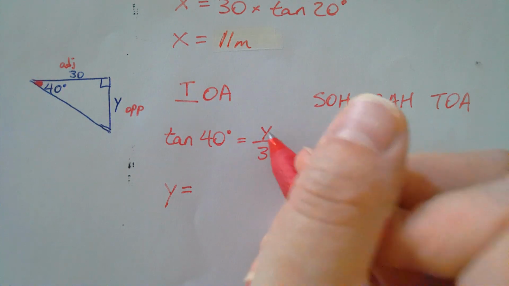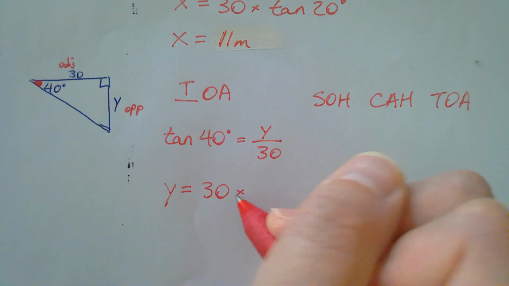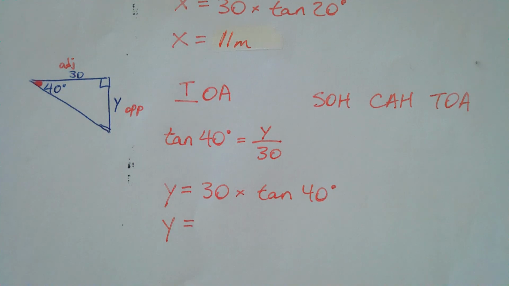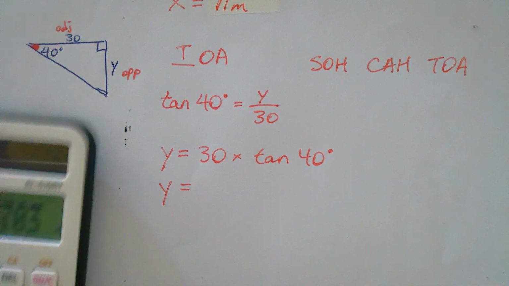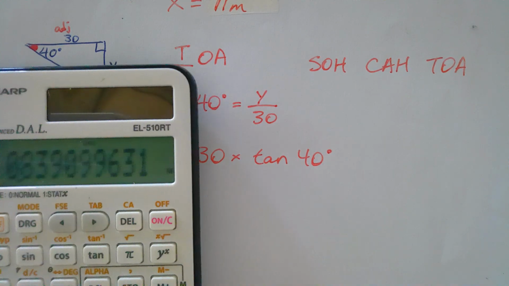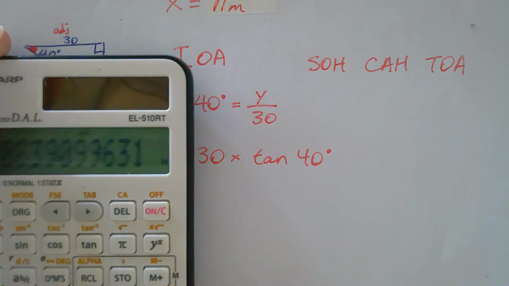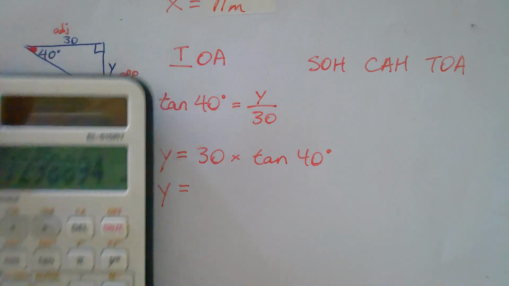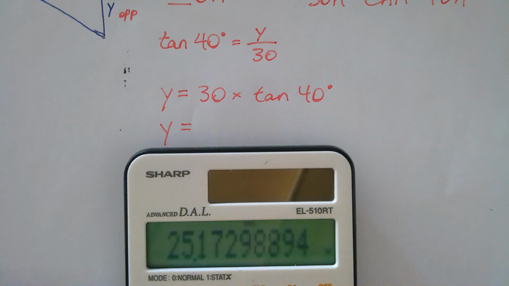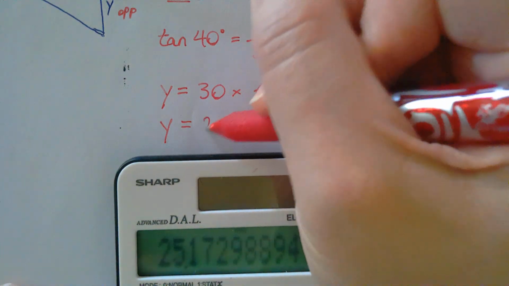Multiply. Right. When Y is on the top, you're just simply multiplying. So 30 times tangent 40 degrees on the calculator. Okay, so tangent 40, I get 0.8390, times it by 30. Then you divide. Okay, so what's my answer here, Neela? Nearest meter. 25.